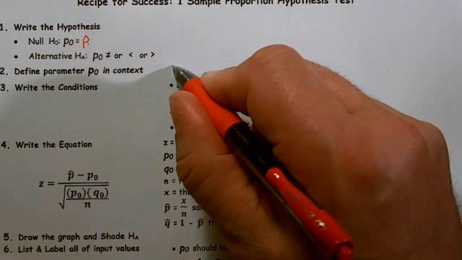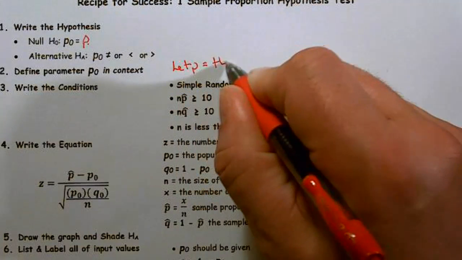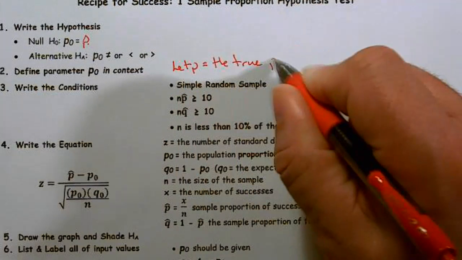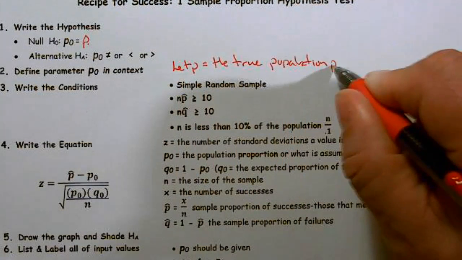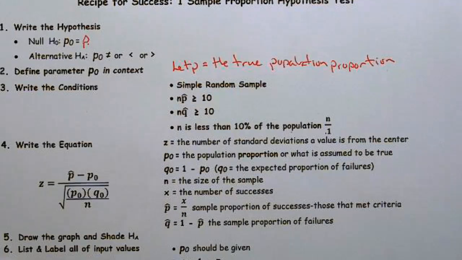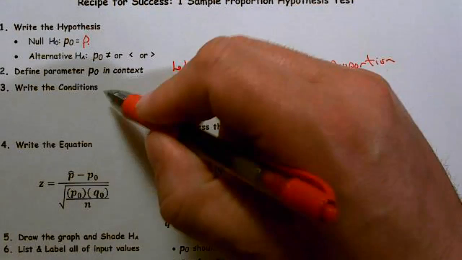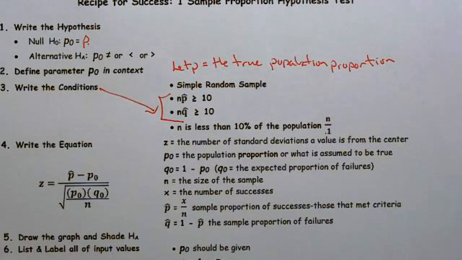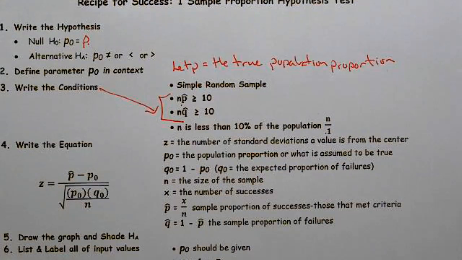We're going to define this in context, and this is going to be let P equal the true population, and wait for it, proportion, of whatever. The ones you're going to have to do on conditions, you have to do this to show normality. These two must be greater than or equal to 10. And a lot of times I just give it straight out to you as a number, and you'll see that in just a moment.